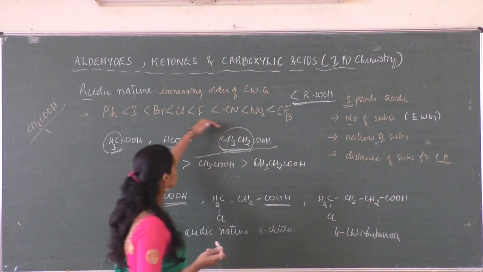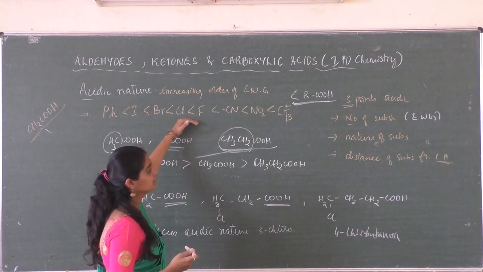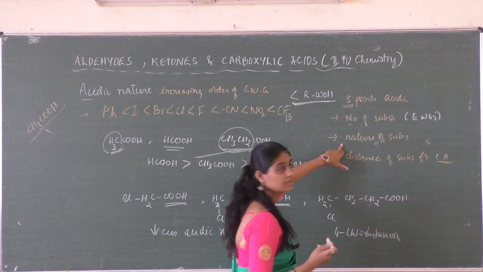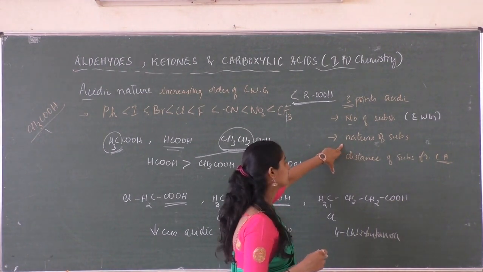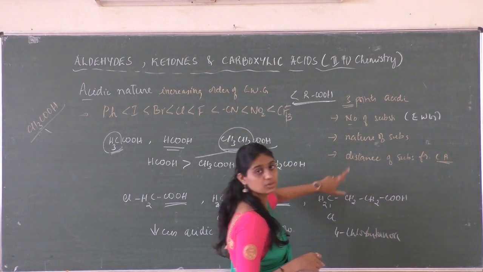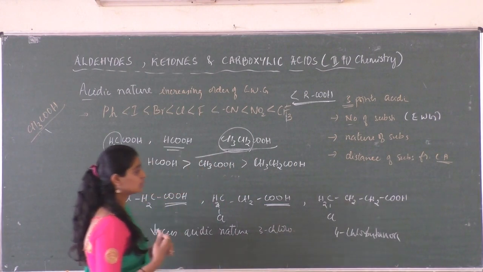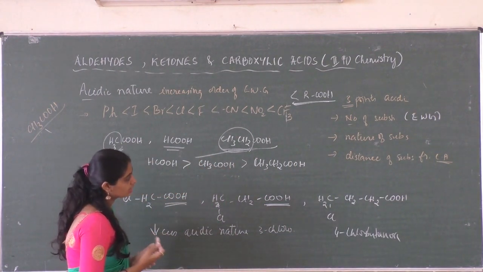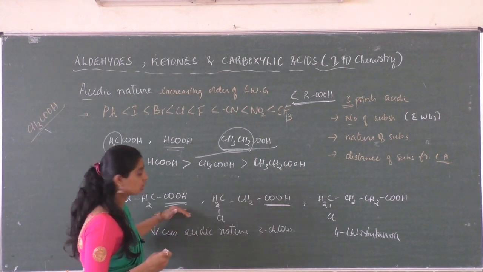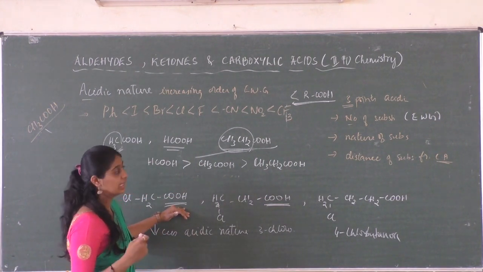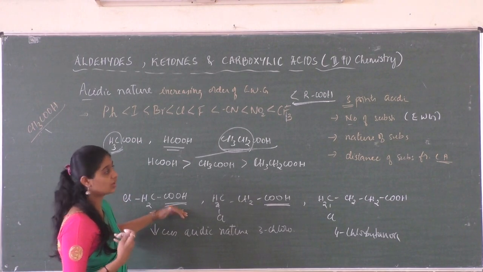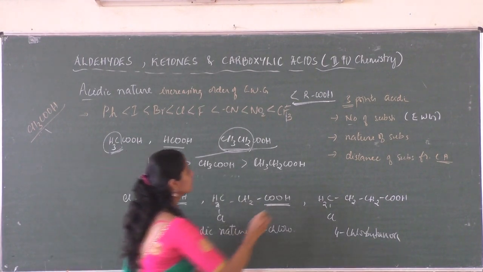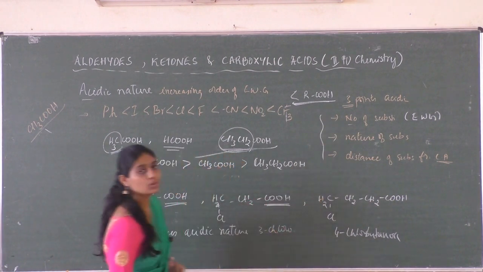Whereas for the nature of the substituent, you need to note the priority order, thereby you can easily write the increasing or decreasing order of acidic strength. And the distance of the substituent group: as the substituent group distances itself from the functional group, the acidic character decreases, that is, the tendency to donate the H plus ion decreases. So these three factors you need to note.